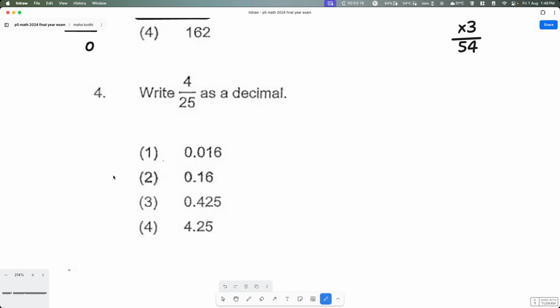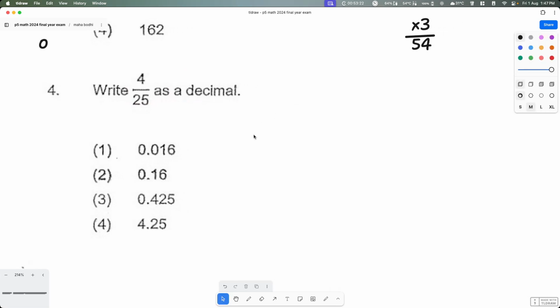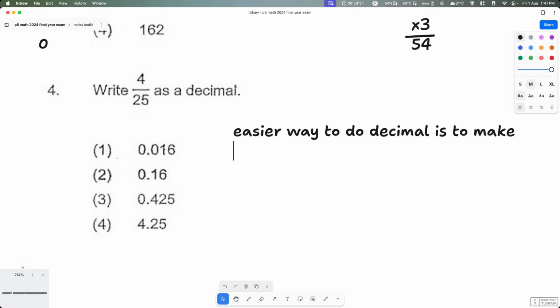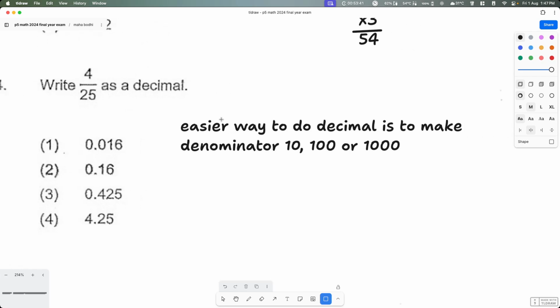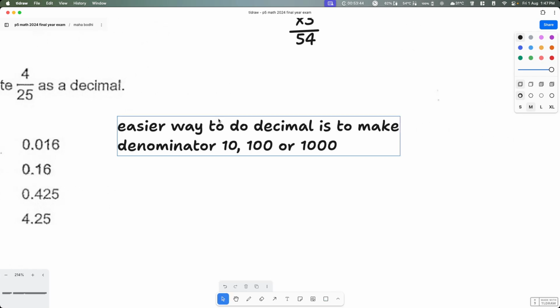Let's move on to the next question. Question number 4. Write 4 out of 25 as a decimal. So 4 out of 25. Most of the time, the easier way to convert a fraction to a decimal is to make the denominator either 10, 100, or 1000.